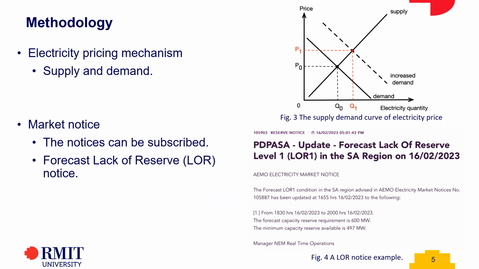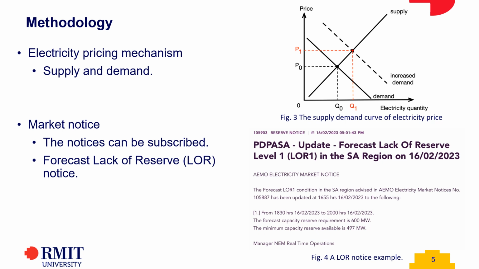When there is a mismatch between electricity supply and demand, the Australian Energy Market Operator, AEMO, steps in by sending out lack of reserve notices to encourage more power generation. These imbalances can happen for many reasons, like unexpected or planned events taking generators offline or affecting transmission lines.